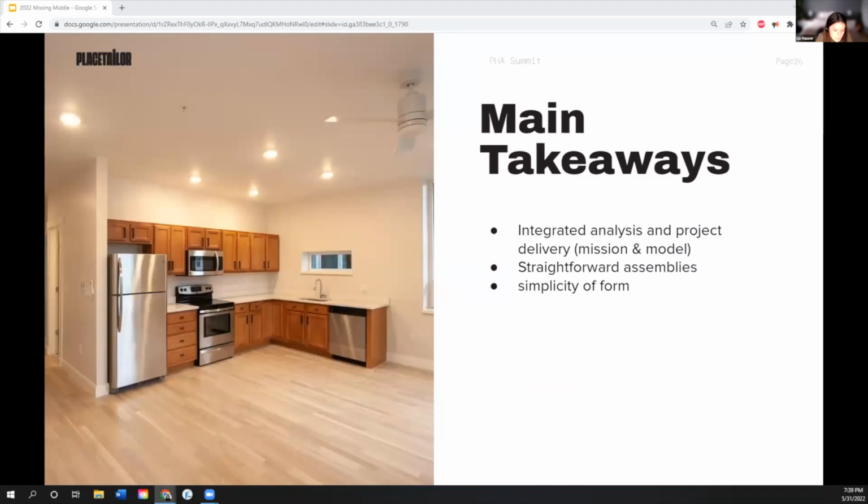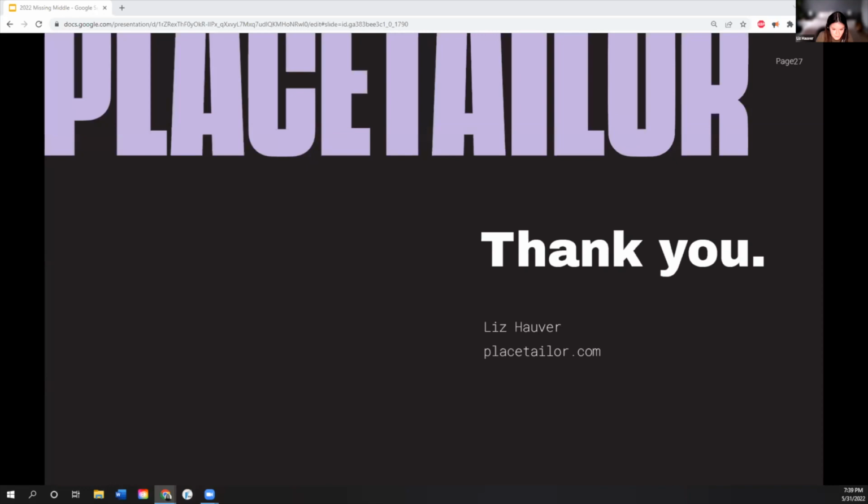So in an integrated analysis and project delivery, both mission and model were essential in helping us deliver this efficiently and within budget. We utilized straightforward assemblies and design. So simplicity of form is essential for reducing costs. And that is all for me. Thank you, everyone.